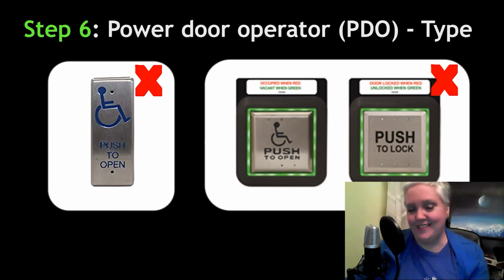And one of the other things, just while I'm here, is, have you noticed none of these power door operators have Braille on them? If I have a push to lock and a push to open button, but I can't read push to open or push to lock, how would I know which of these buttons to be pushing?